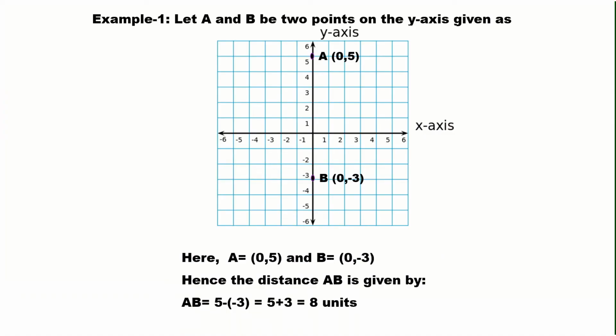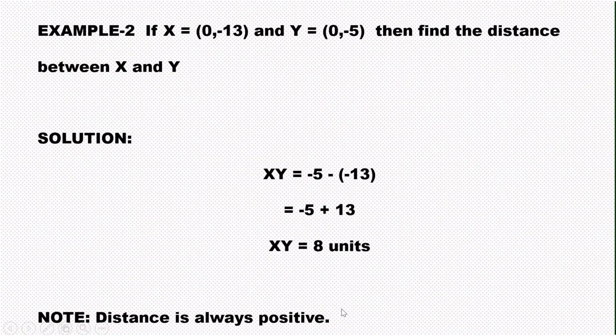Let A and B be two points on the y-axis, given as A is (0, 5) and B is (0, -3). This is an example wherein we have to find the distance between A and B. Here A is equal to (0, 5) and B is equal to (0, -3). Hence the distance AB is given by AB is equal to 5 - (-3), that is 5 + 3, that is 8 units. Let us see another example.